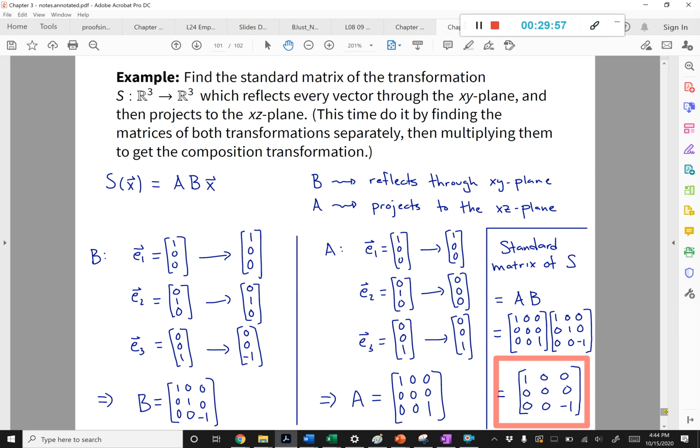This is an example where you're thinking about two different transformations, and we use the strategy of just figuring out the matrix for the first transformation, and then we figure out the matrix for the second transformation. And then to get the matrix that represents doing both of those in that order, you just multiply the matrices. That was something I was hoping to get to in class, but we didn't get to it today.